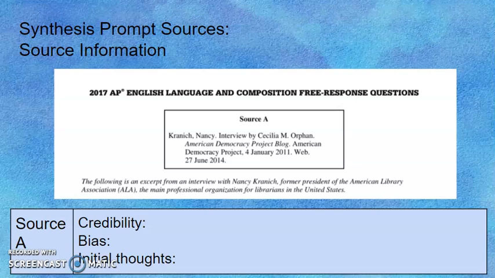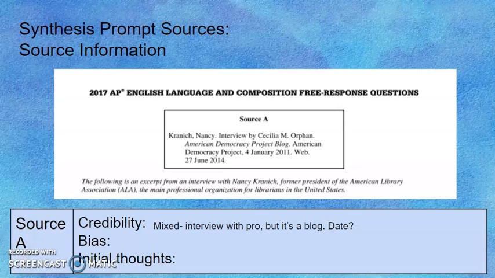So let me give you an example here. This is one of the sources from the library prompt. When I look at that, without looking at the actual article itself, I just want to take a second and think about, what do I think about source A? What do I think about the credibility? What do I think about the bias? What initial thoughts come to mind?